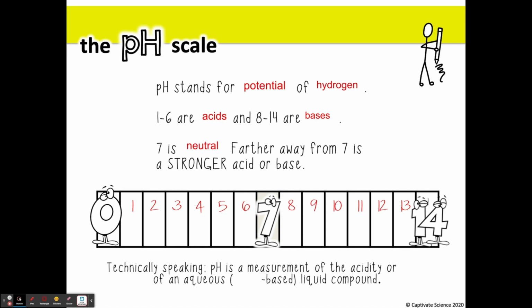Technically speaking, pH is a measurement of the acidity or alkalinity of an aqueous or water-based liquid compound. All right, so remember, if something is an acid, it's less than 7. If it's alkaline, that means it's more than 7.